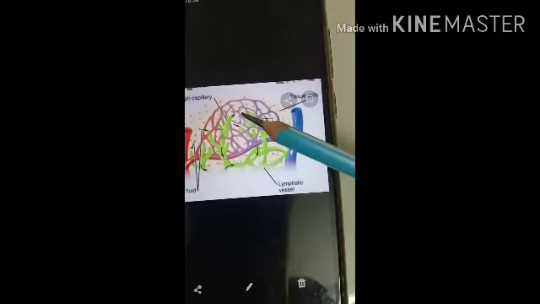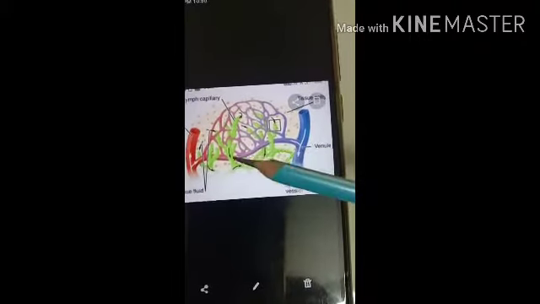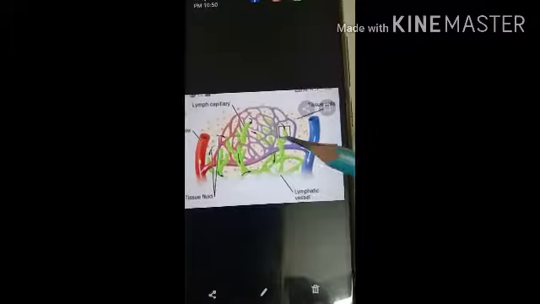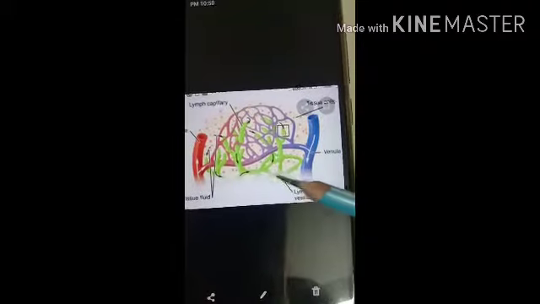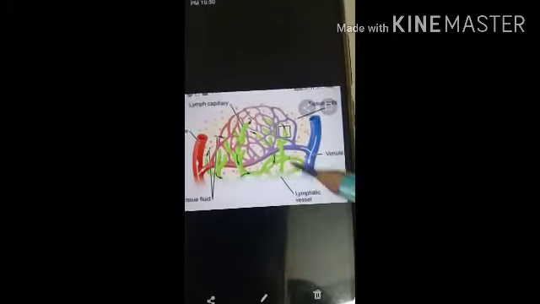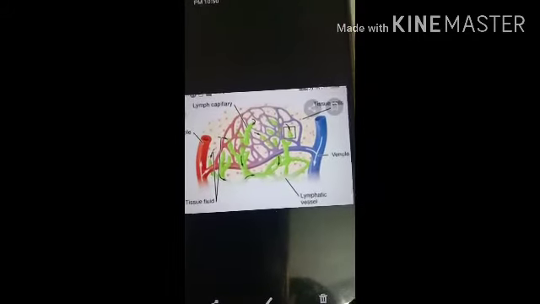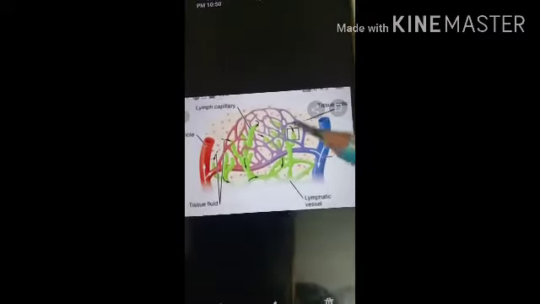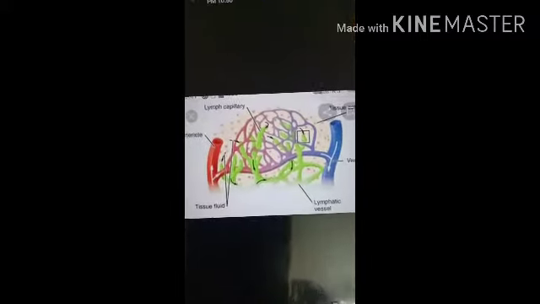Here you can see the capillary network, and from this some fluid enters the venules, and some enters the lymphatic vessel. The green color you can see is the lymphatic vessel, this one. It transports plasma proteins that seep out of the capillary beds back to the bloodstream. It also carries larger particles, for example bacteria, cell debris, and damaged tissue, which are filtered in the lymph glands, and it also contains lymphocytes.